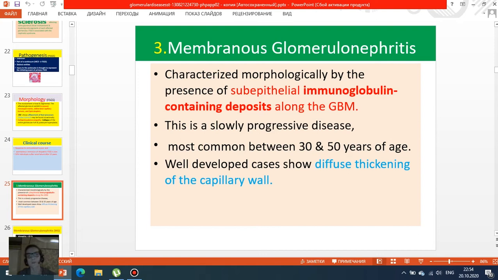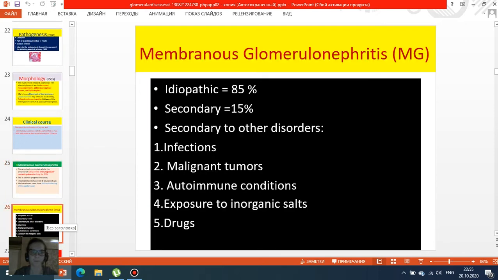So, the next form of glomerulonephritis is membranous glomerulonephritis, characterized morphologically by the presence of subepithelial immunoglobulin-containing deposits along the GBM. This is a slowly progressive disease, most common between 30 and 50 years of age. Well-developed cases show diffuse thickening of the capillary wall. Membranous glomerulonephritis may be idiopathic.